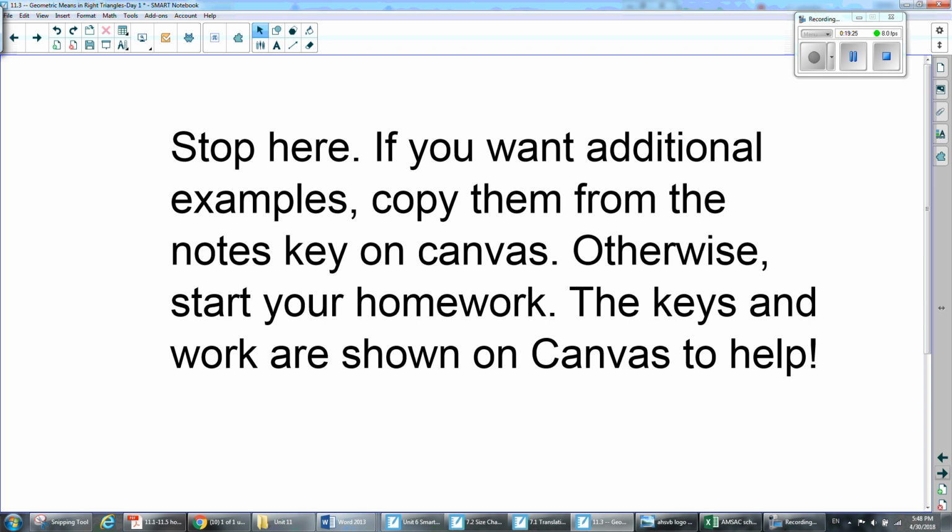There are some more additional examples on Canvas if you want to copy them from the notes key that's already uploaded. Otherwise, you can start your homework. We are done with 11.3, so whatever examples you want in there, copy those down. Even if they say day 2 examples, tomorrow we're starting 11.4. For tonight's homework and your 11.2 homework, since we didn't get a chance to talk about that today, those both have the keys and the work are shown on Canvas. Maybe that'll help answer some questions if you can see the work that was done.